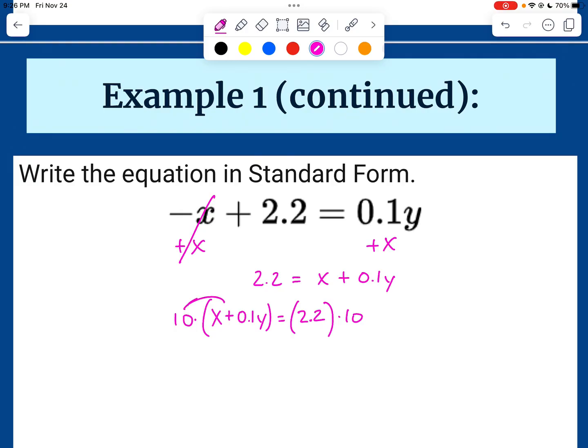So multiply by 10 on both sides. When we distribute, and yes, you have to multiply all of them, not just the ones that are decimals, we get 10 times x, which is 10x, and 0.1 times 10, which is just 1. Again, all we're doing is taking that decimal, moving it one place to the right. Then on the right side, 10 times 2.2, all we're doing is moving that decimal one place to the right. So that would be 22. 10x plus 1y equals 22.